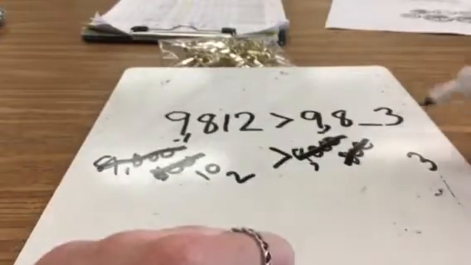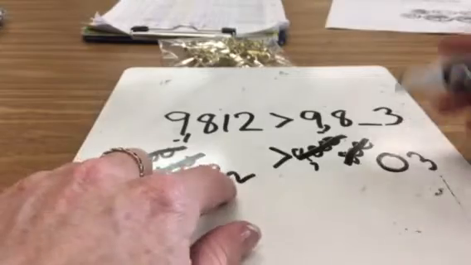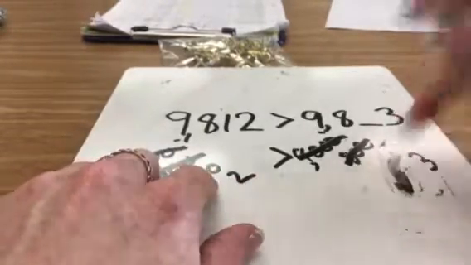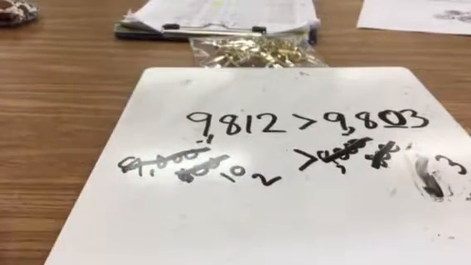Oh, I'm sorry, I didn't realize you couldn't see that. The only thing that could go in there is a 0, because if I put anything else in there, it's not going to be true. So our answer is 0, 9,803.